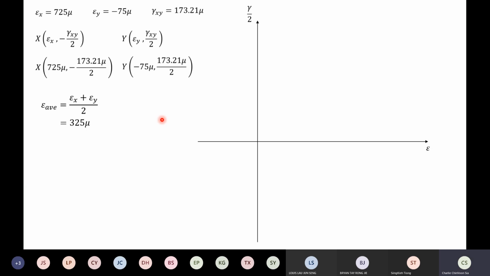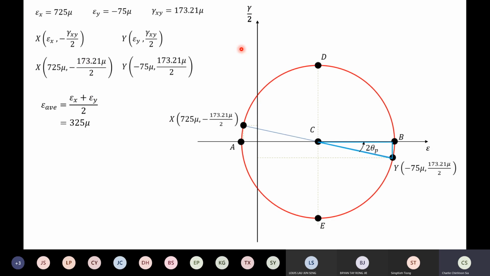Okay, done. So we will continue. From the parameters that we obtained from our calculations, you should be able to get the Mohr circle, something like this.